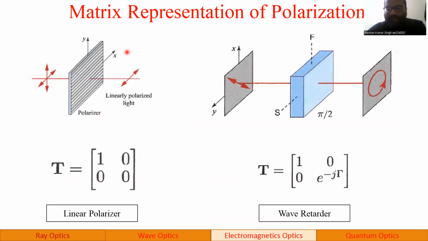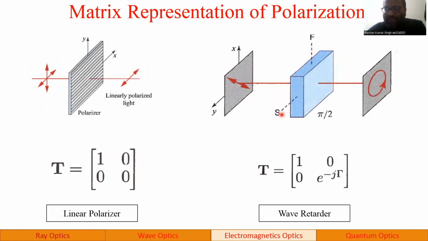Let's see some examples of matrix polarization. Suppose we have linear polarization. Linear polarization is just where there is no angular term, and that's why it is denoted by this Jones matrix, 1 0 0 1. Suppose we want to convert it into some angle.